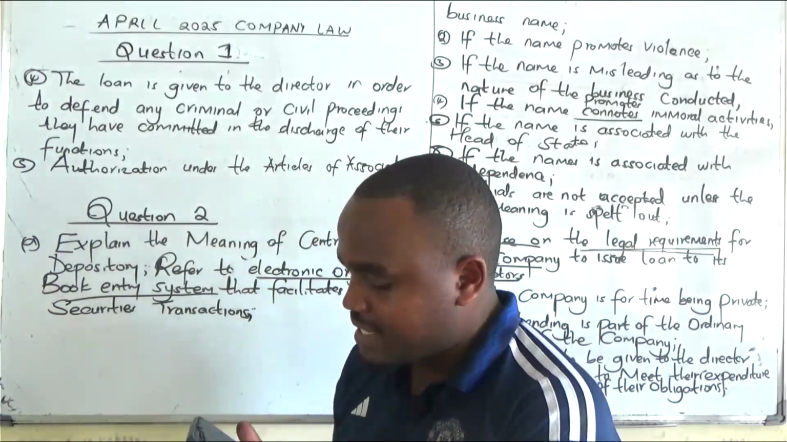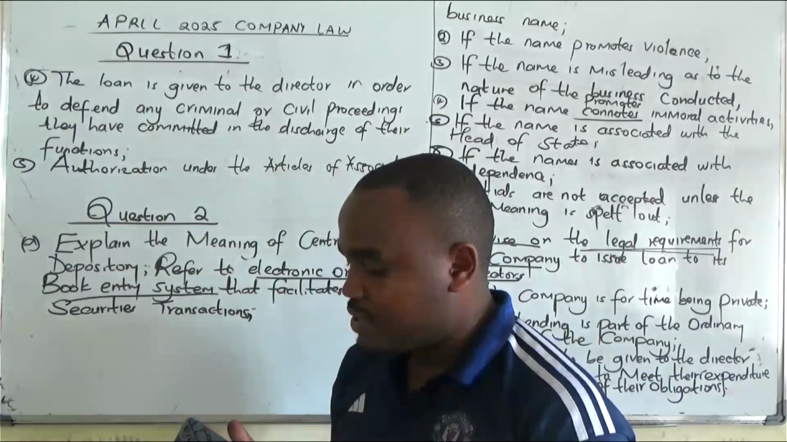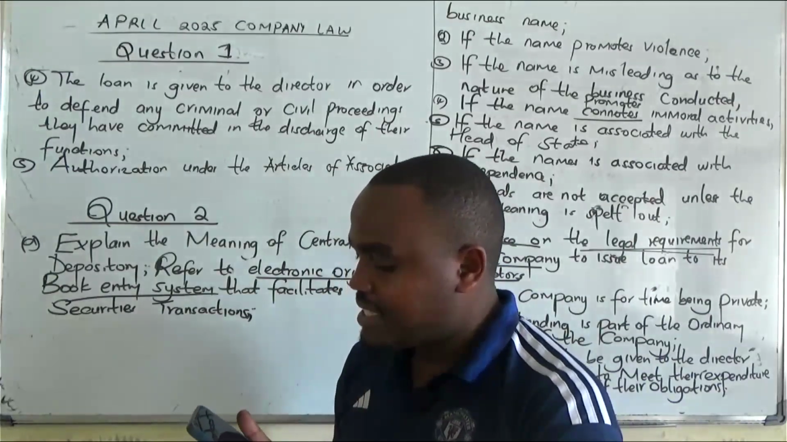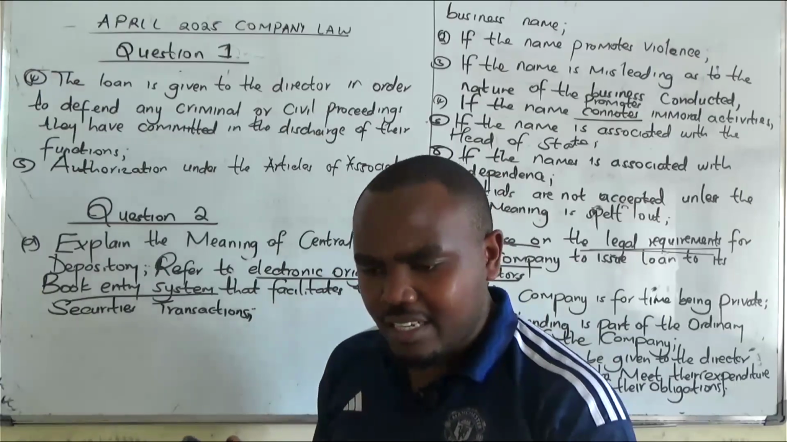They don't know what is a central depository, that's okay. They don't know what the duties of a central depository are, that's okay. But the next question is, discuss the rights of members of a registered company. That's a 12 marks question.